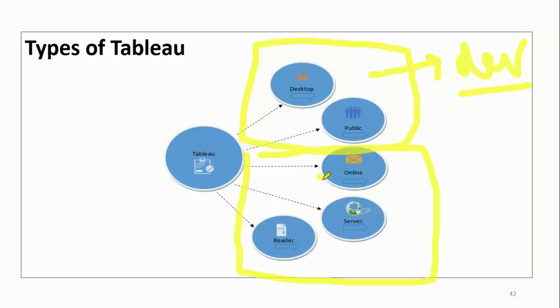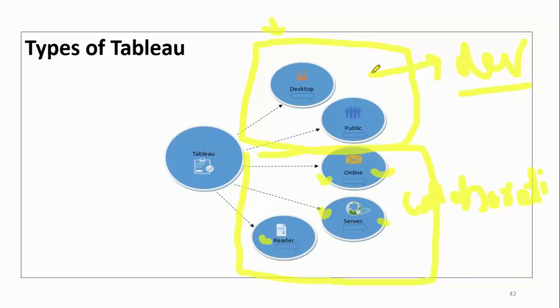At the bottom that you see, Online, Server, and Reader, these are the collaboration tools. What I mean by collaboration: any report that you would have created has to be shared with the client, with the end users. Am I right? If you create a report, definitely your managers and senior managers would like to see that report and make some decisions on the basis of it. So how will you share it? These are the three tools that will be used for that.